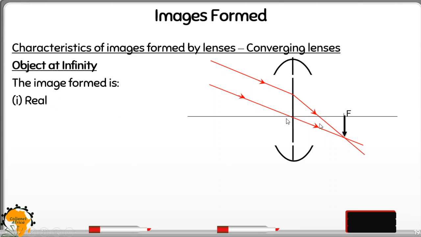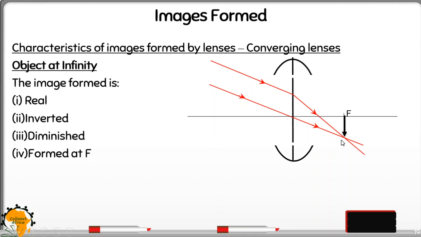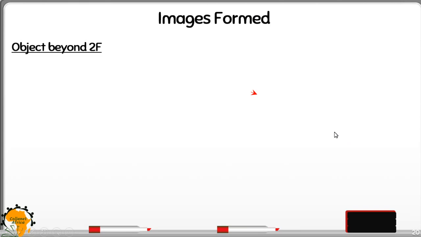One, the image is real because there is actual intersection of rays. Number two, the image is inverted. It is diminished, meaning that it is smaller than the object. Then it is formed at F. After that, we move to the second type where the object is beyond twice F.